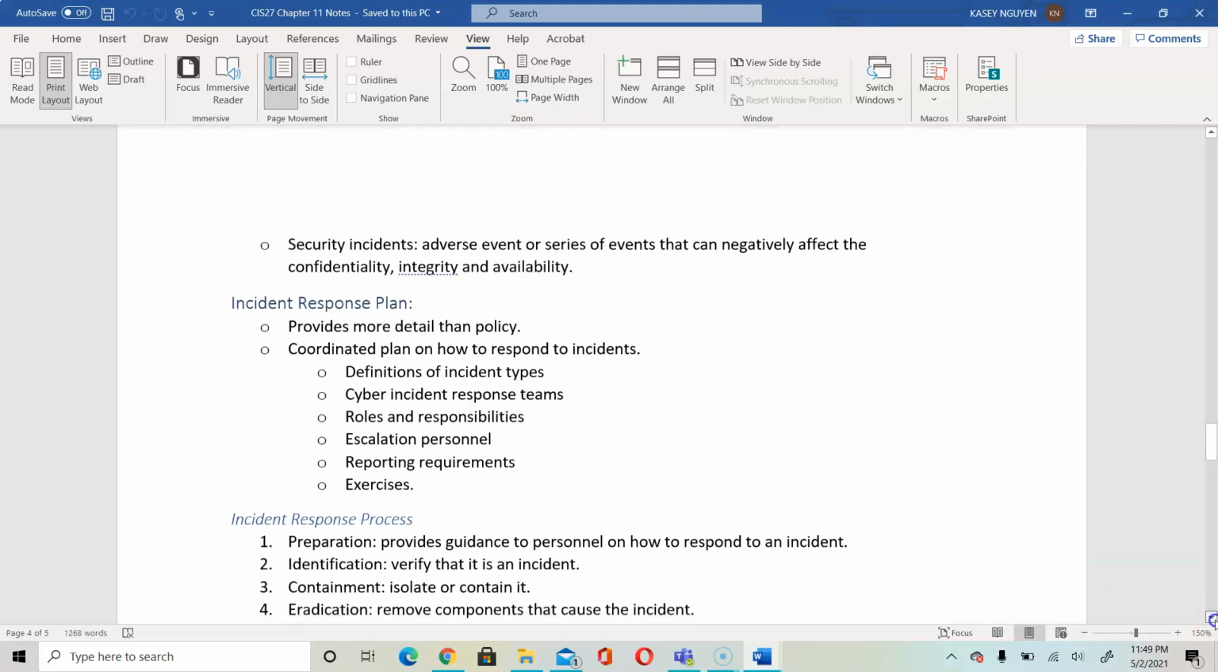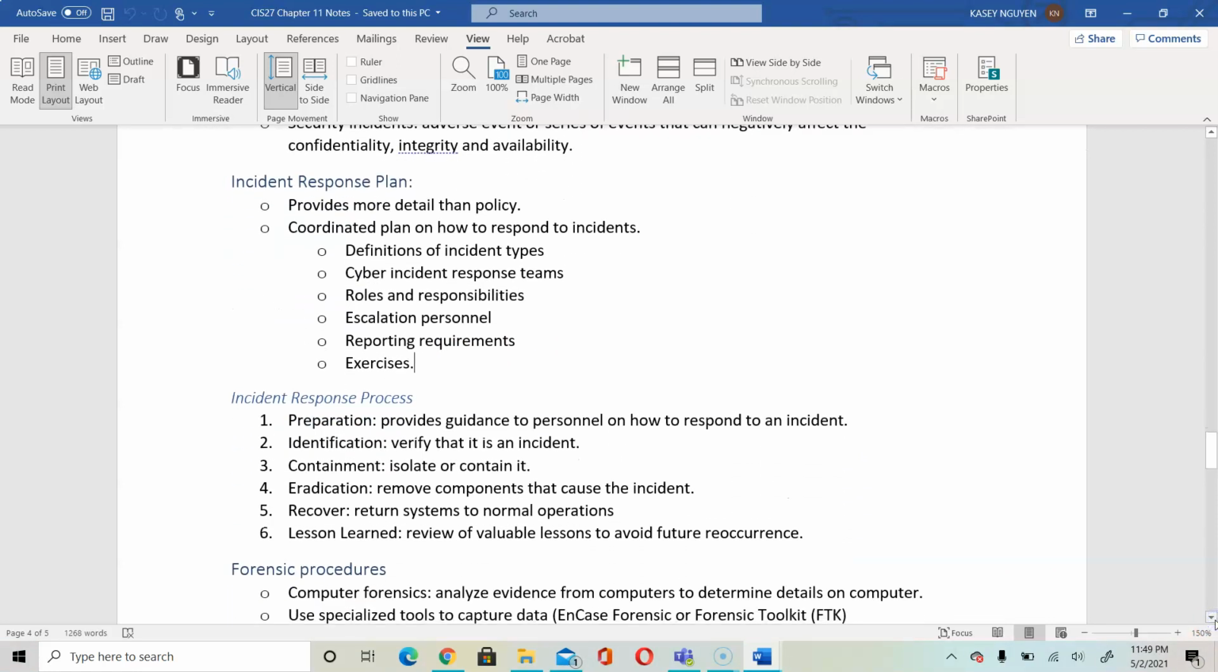And in the incident response process, we would first have preparation. This provides guidance to personnel on how to respond to an incident, such as, if you have a fire, there will be a fire evacuation plan, where the exit would be. We would want to practice it, so in the case a fire happens, people don't get hurt.